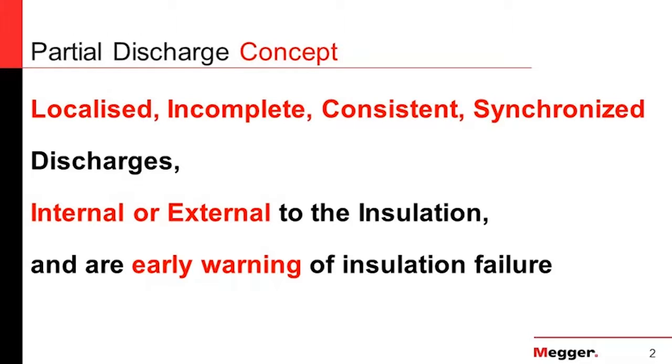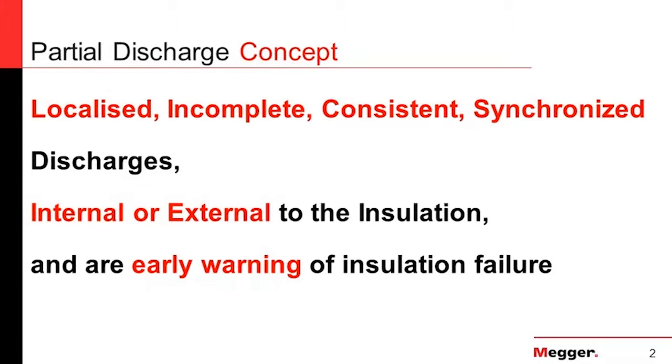Then they are consistent. They happen whenever the sinusoidal voltage goes up in the positive or negative cycle. They are consistent, because sometimes for some reason you might have a discharge, but it's just one time, a one-off, and doesn't happen consistently. So partial discharges are consistent.